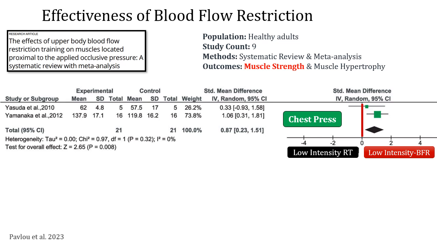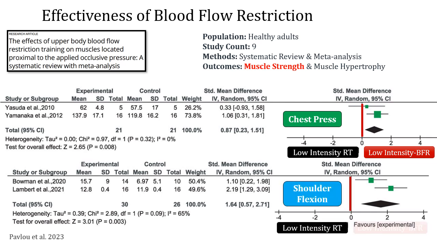Then the chest press would involve muscles, though certainly the shoulder and the tricep, as well as the pectoralis muscle, show to favor the low intensity BFR, as well as the shoulder flexion. Again, really encouraging results for not just distal but also proximal gains when it comes to muscle strength.